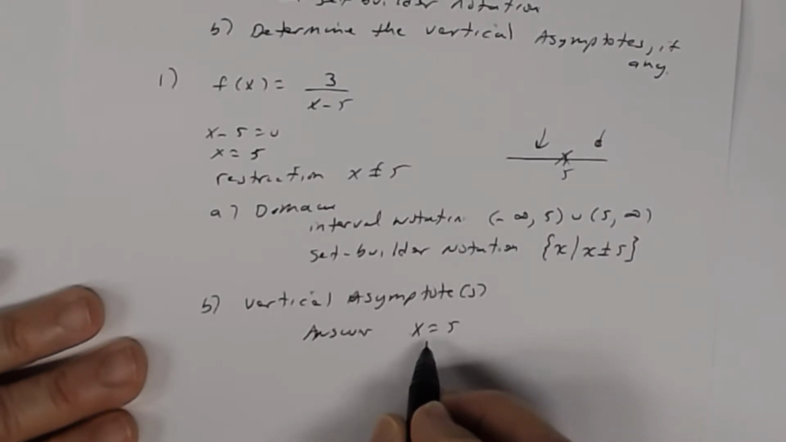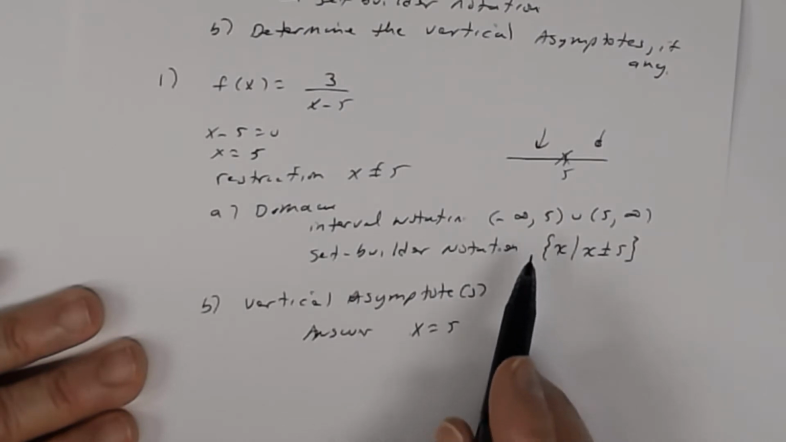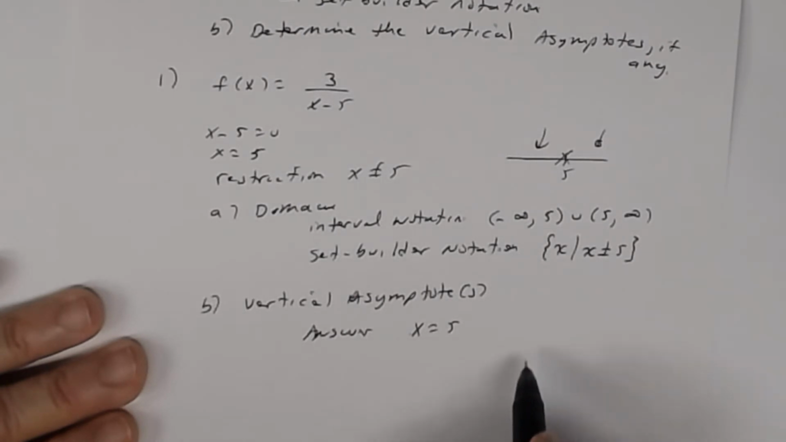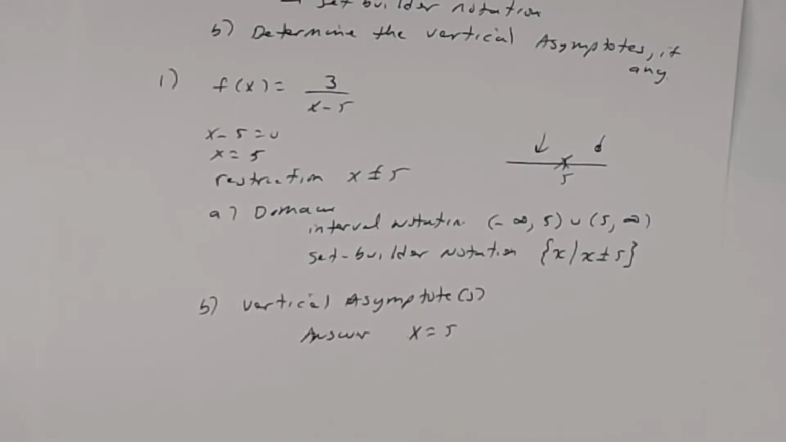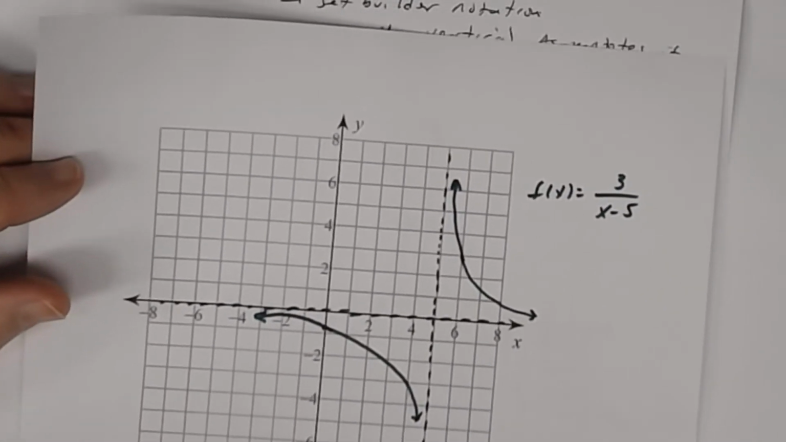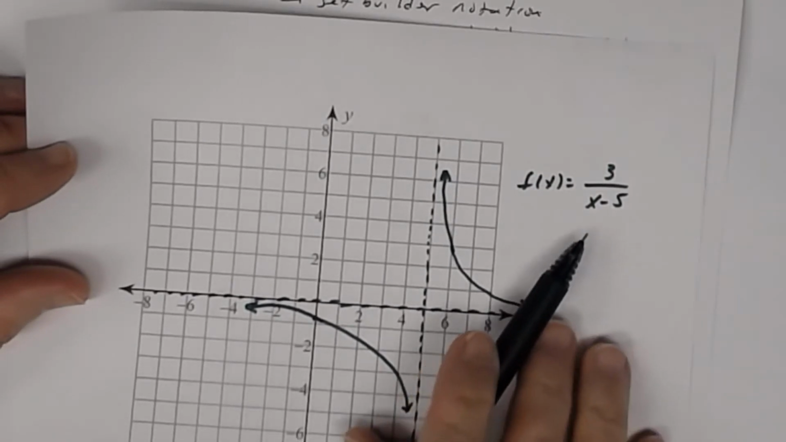So you say x equal. Because remember, the vertical asymptote is a vertical line, and you name a vertical line with x equal. So x equal 5 is the vertical asymptote. Now before we go on, let me show you what the graph looks like, just to give you an idea. Now again, you don't know how this graph looks, but here's a rough sketch of the graph of what we just found.